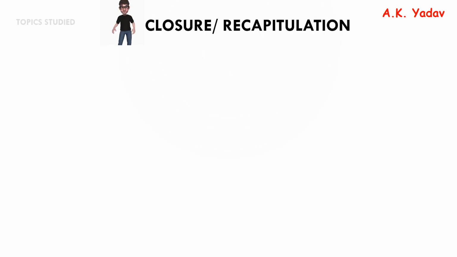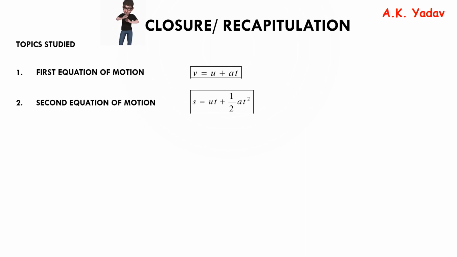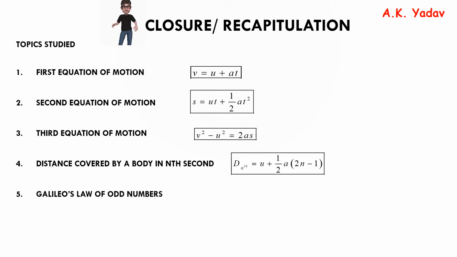Now, let us recapitulate what we have done. The first equation of motion, v equals u plus at. The second equation, s equals ut plus half at square. The third equation, v square minus u square equals 2as. The distance covered by a body in nth second is u plus half into a into 2n minus 1.